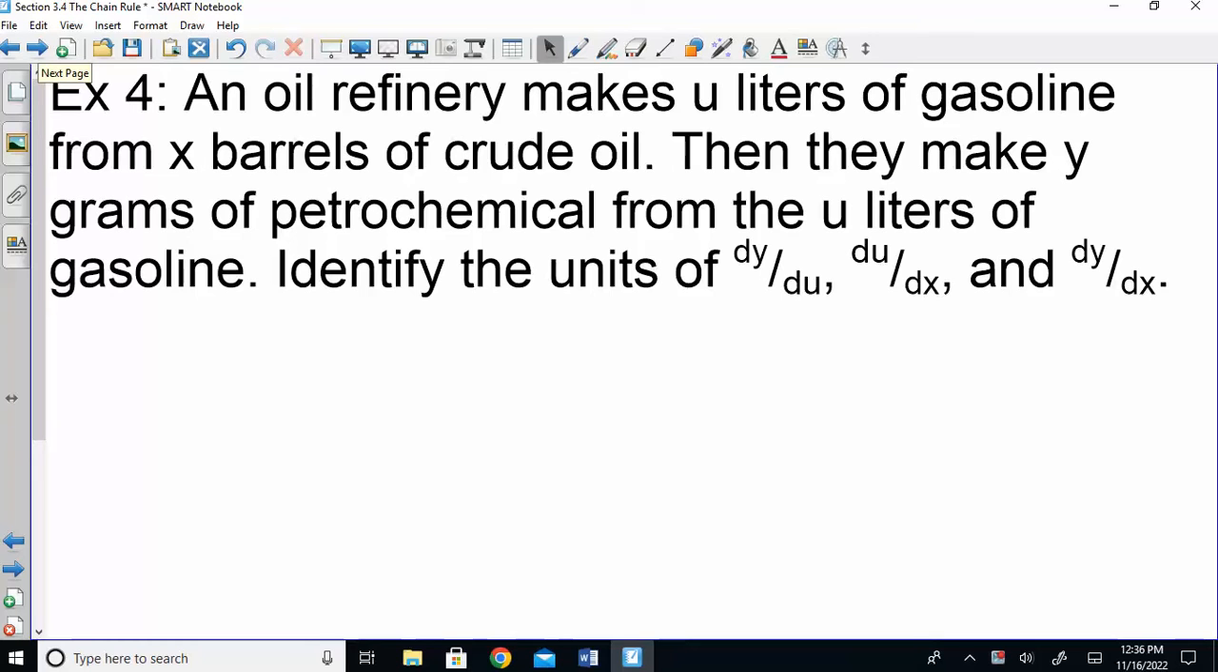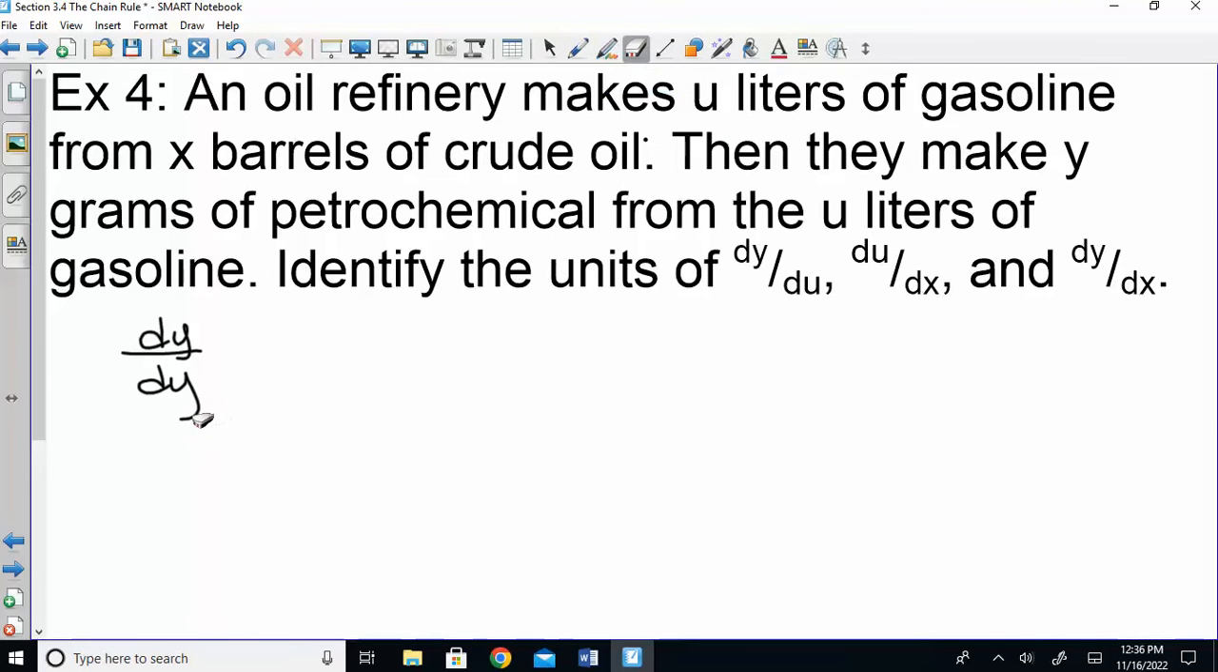We have an oil refinery that makes U liters of gasoline from X barrels of crude oil. Then they make Y grams of petrochemical from the U liters of gasoline. Okay, so they take crude oil, make gasoline, take the gasoline, make petrochemical. Okay, there's a series of events. So I just want to know, what would the units of these things be?